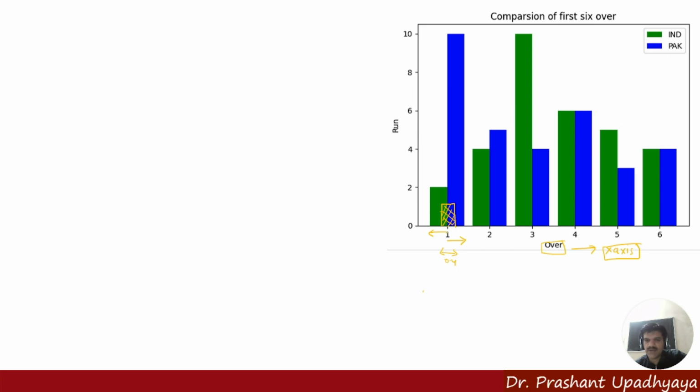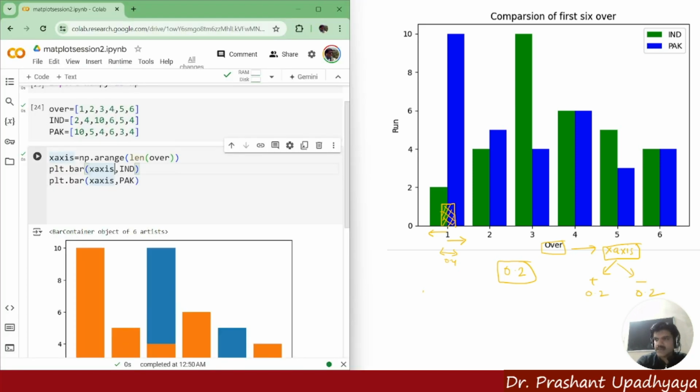So we are shifting it a little bit. How much are we shifting? We are shifting it by half, which means 0.2. We have to make a positive and negative shift of 0.2 on this x-axis. So I will write x-axis minus 0.2, and for the other I'm writing x-axis plus 0.2. Let me run it again.